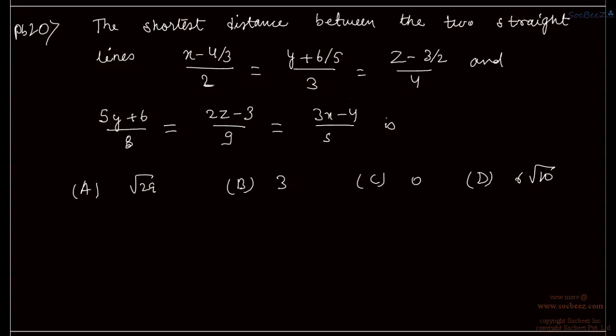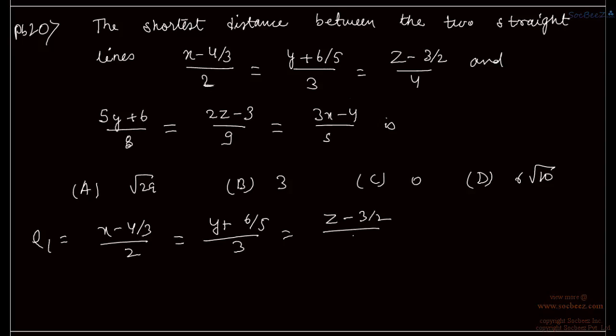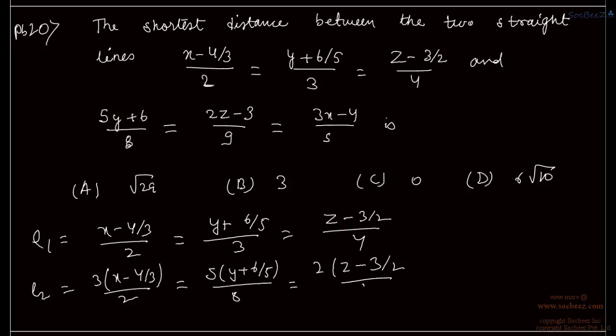So if you see, line L1 is (x − 4/3)/2 = (y + 6/5)/3 = (z − 3/2)/4. And line L2, if you write x here and take 3 as common, then (x − 4/3)/(5/3) = y, taking 5 as common, (y + 6/5)/(8/5) = , taking 2 as common, (z − 3/2)/(9/2). So these two lines have a common point, right?